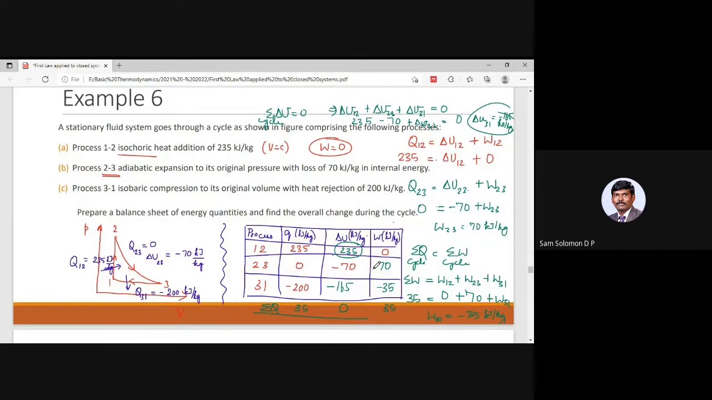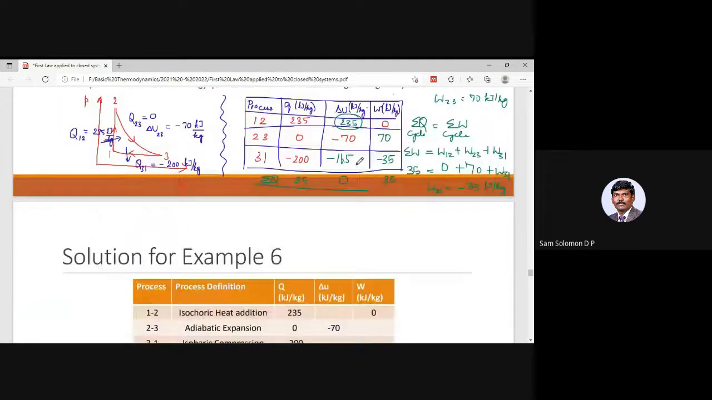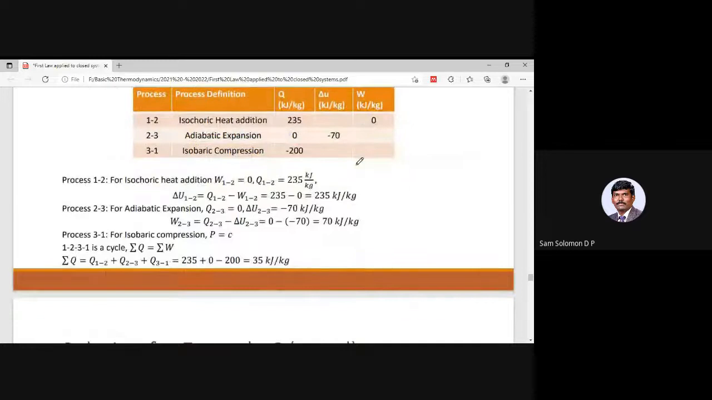Normally, they will give you 3 or 4 processes in a cycle. They will ask you to draw the PV diagram. They'll ask you to find the heat transfer, work transfer, and change in internal energy in all these processes, either in the form of a table or just by applying the first law of thermodynamics. They'll ask you to show the methodology. That's all. Okay. So this is your example 6. You can see the solution over here.